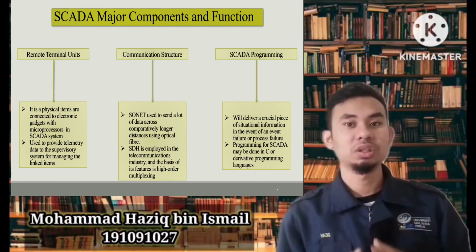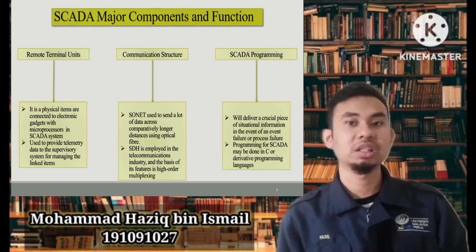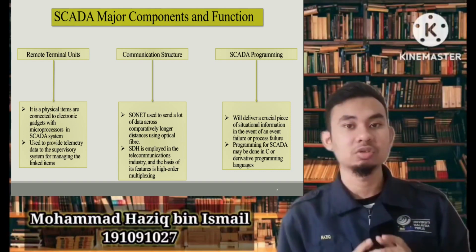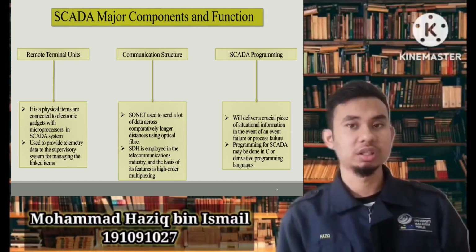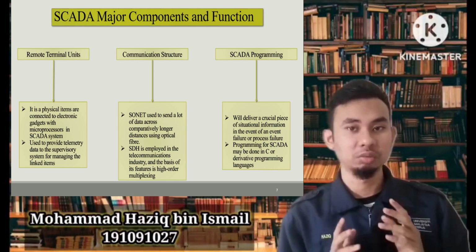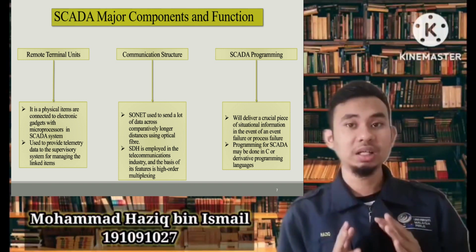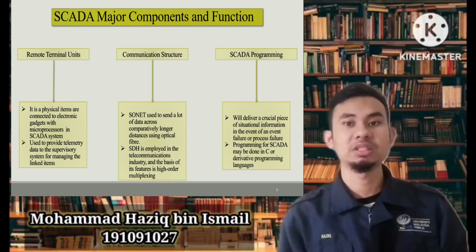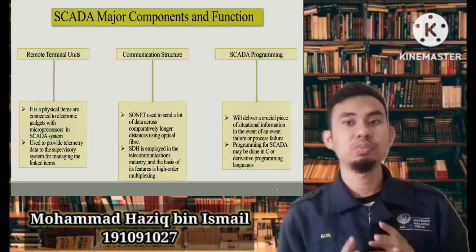There are two terms, which are synchronous optical network, SONET, and also synchronous digital hierarchy, SDH, widely used for major systems like power plants and railroads. The use of SONET is to send a lot of data across comparatively longer distances using optical fiber. From another point of view, SDH is employed in the telecommunication industry and the basis of its feature is high order multiplexing. These two communication protocols provide information only when the supervisory station polls the RTUs.